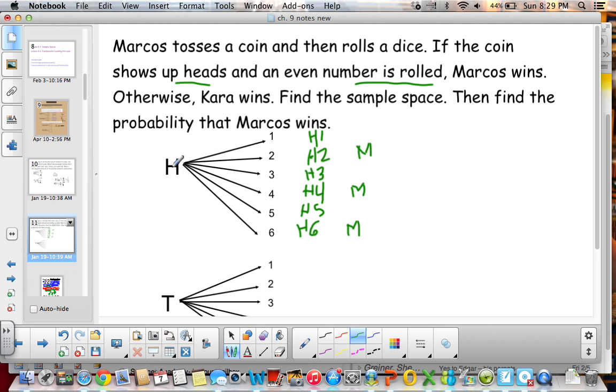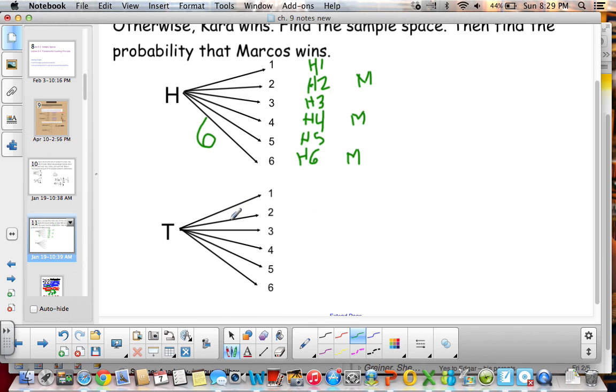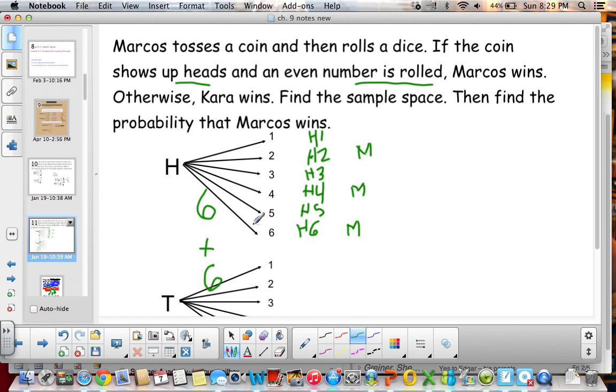So we know that if we get a head and then we roll a dice, we have 6 outcomes here: 1, 2, 3, 4, 5, 6 with our head. So 6. And then if we flip a tail and then we roll a dice, we still have 6 outcomes with that too. So our total number of outcomes would be 12. Well, Marcos only wins if it's a head and an even number, which we figured out is just 3 of the options. So Marcos has a 3/12 chance of winning, which would be 1/4.